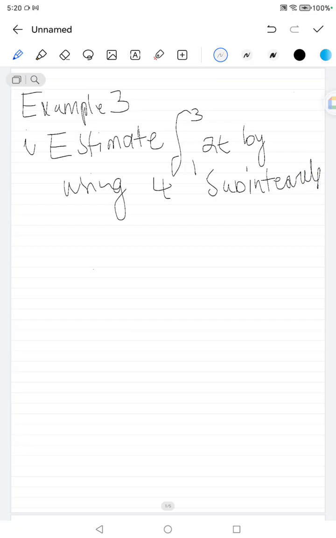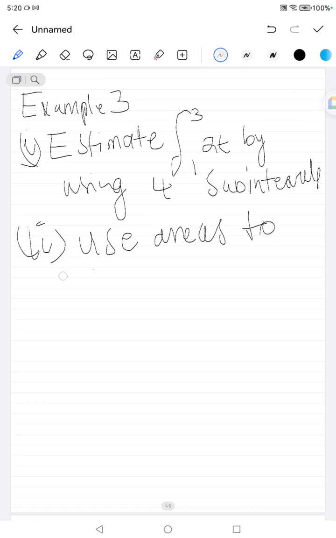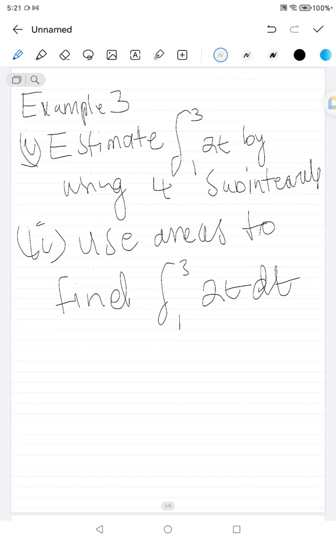So then the second question that they would ask, I think it's use areas. Yeah, it's use areas, where they say use areas to find the integral between 3 and 1 of 2t dt. So they would let it be like 4 and 3 at the bottom. So yeah, something like that.